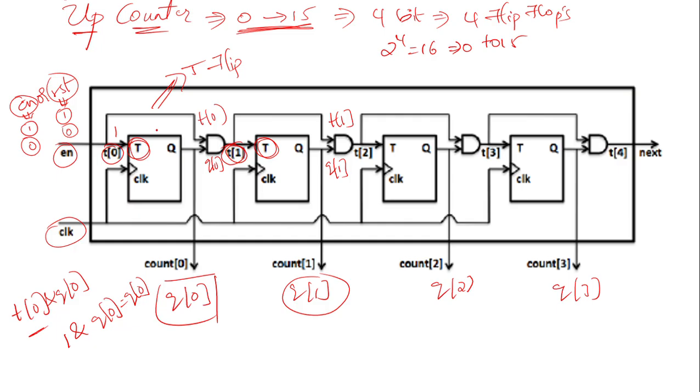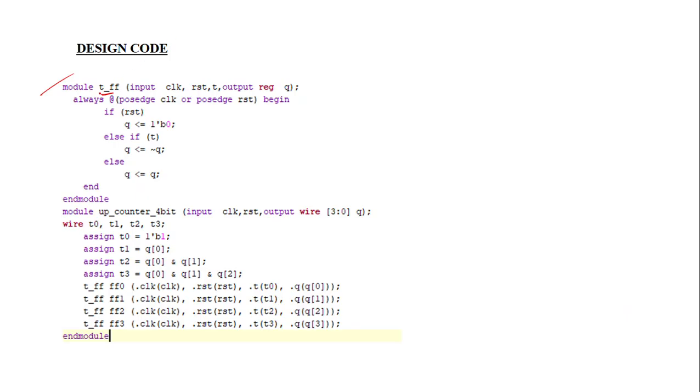So first we have to write code for the T flip flop. Then we are going to connect all these T flip flops and make an up counter as another module. So first I have to write the T flip flop module, that's why I make it T_flip_flop, T_FF. So what inputs are we going to give?